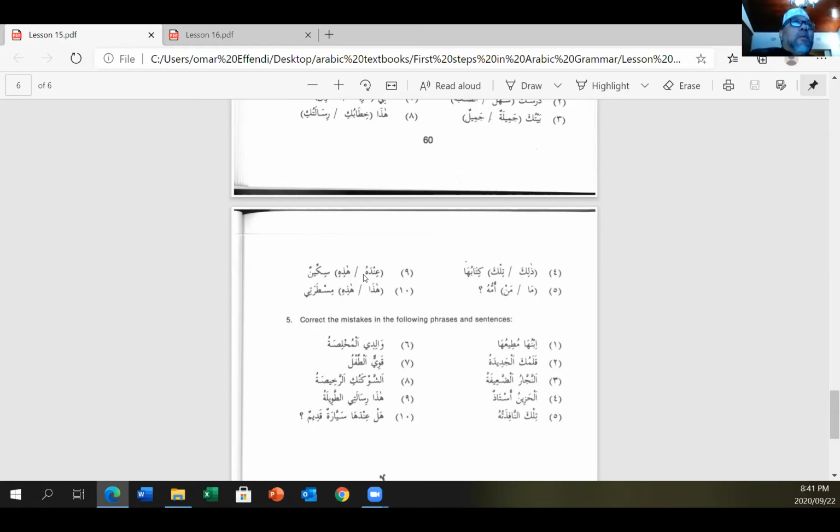Next one, indahu sikinun or hadihi sikinun? Indahu sikinun. Sikinun is a knife, and hadihi would have been feminine, and sikin is not feminine, right? Beautiful, guys. Last one. Hadihi mistarati.